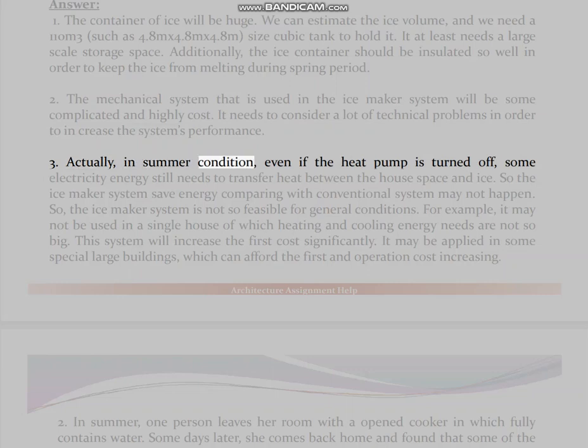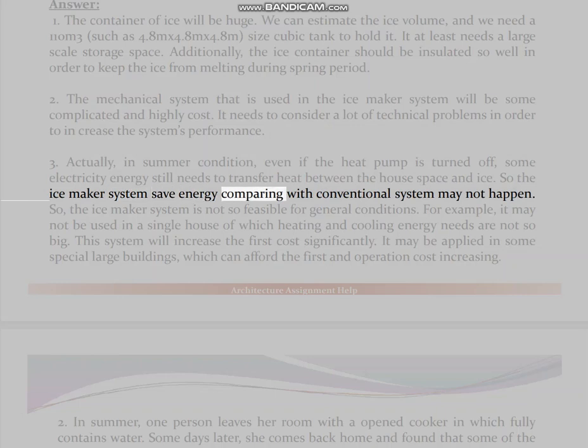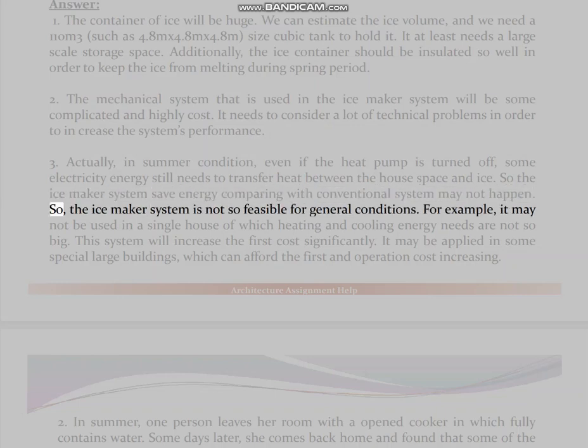3. Actually, in summer condition, even if the heat pump is turned off, some electricity energy still needs to transfer heat between the house space and ice. So the ice maker system saving energy compared with the conventional system may not happen. So, the ice maker system is not so feasible for general conditions.